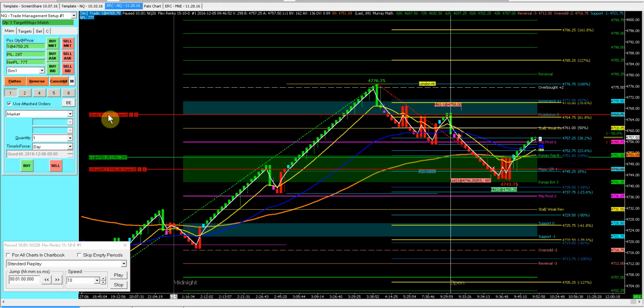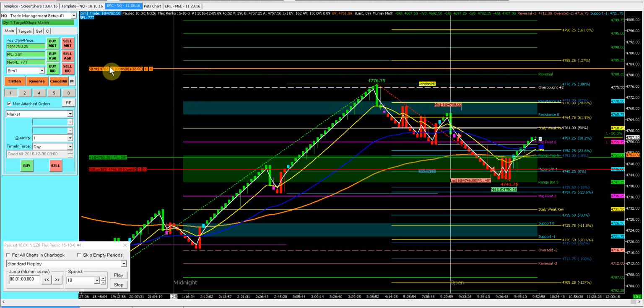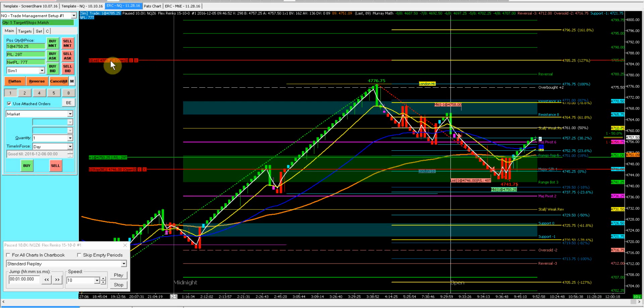But what happens? I still got overbought. I still got all this room up here to go. I've hit here, so why not put it up here and see what happens? So I'm going to put it up at 127%, and let's see what happens on this trade.